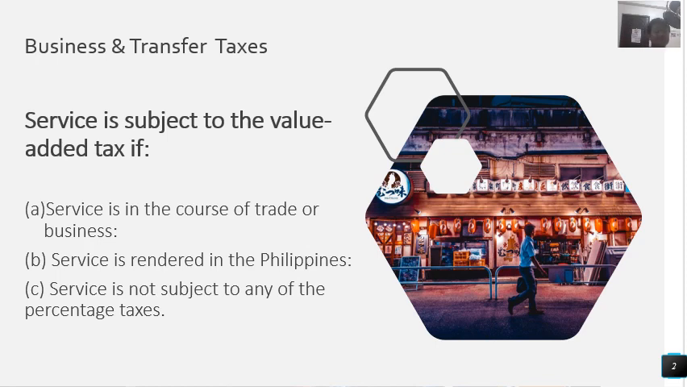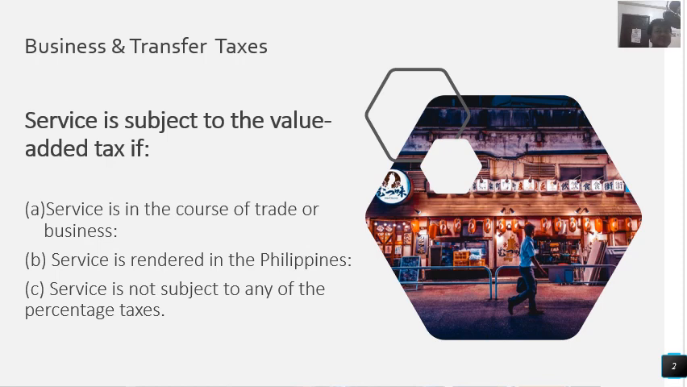And letter C, na requirement para masubject to VAT ang sale of services ay yung service is not subject to any percentage taxes. So, after ng VAT, mai-enumerate doon kung ano yung mga subject ng percentage tax. So, if it is subject to percentage tax, pag na-enumerate na doon, ibig sabihin, hindi na siya masasubject to value added tax.